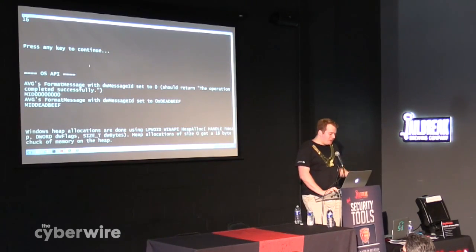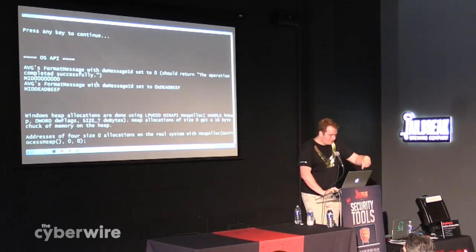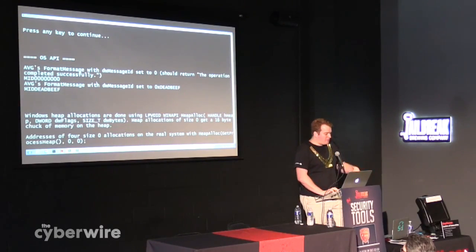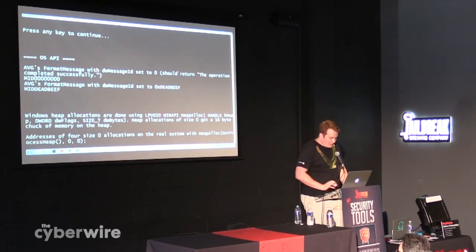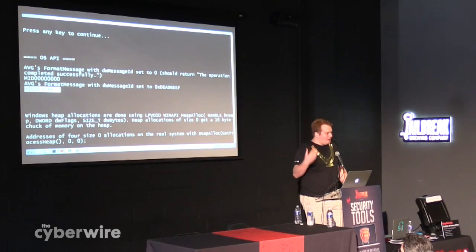Here we're looking at OS API inconsistencies. In AVG, you can use FormatMessage with a dwMessageId from GetLastError, and it will format a message out for you and tell you what an error code means. Error code 0, probably the most common error code you're going to see, just means success. It should return "The operation completed successfully." Instead it returns MID 000, just the hexadecimal value of the message ID you pass in. And if we set it to DEADBEEF, it'll say MID DEADBEEF. So here they have an emulation for FormatMessage, which is totally wrong and easily fingerprintable.